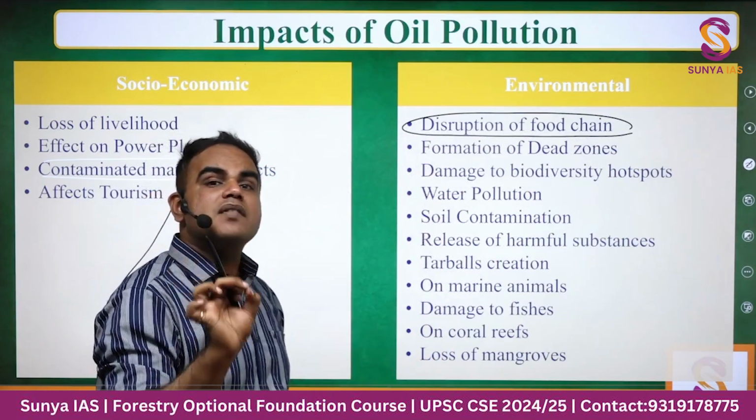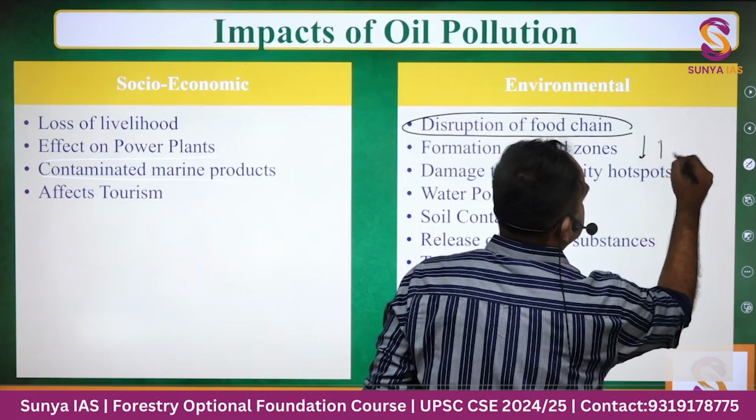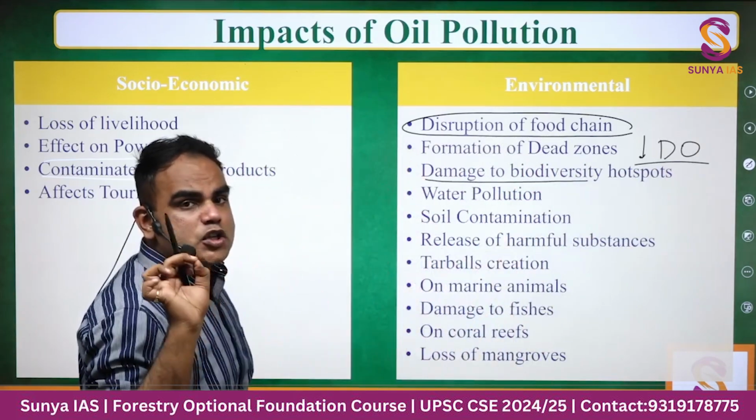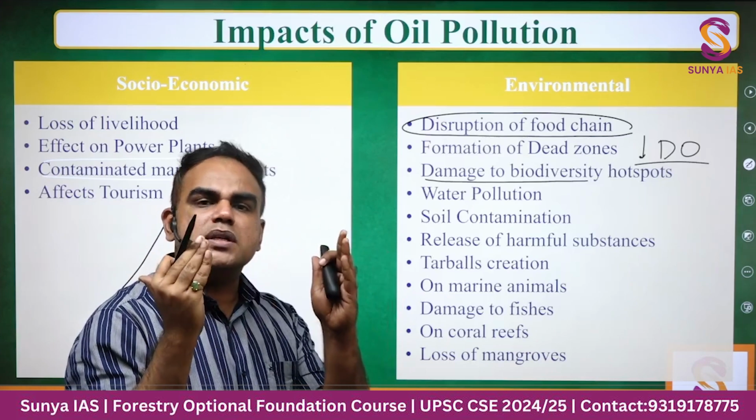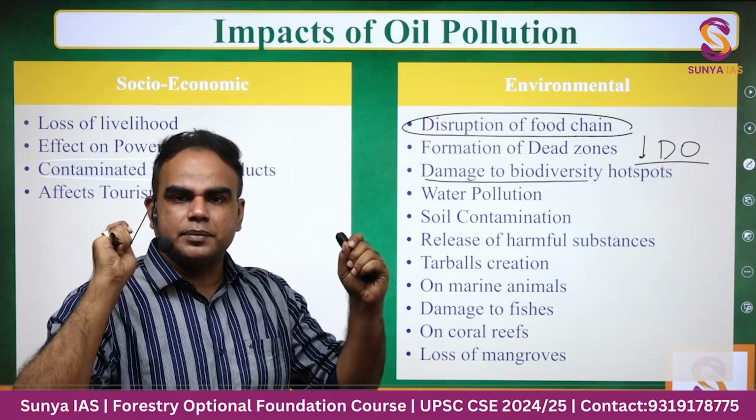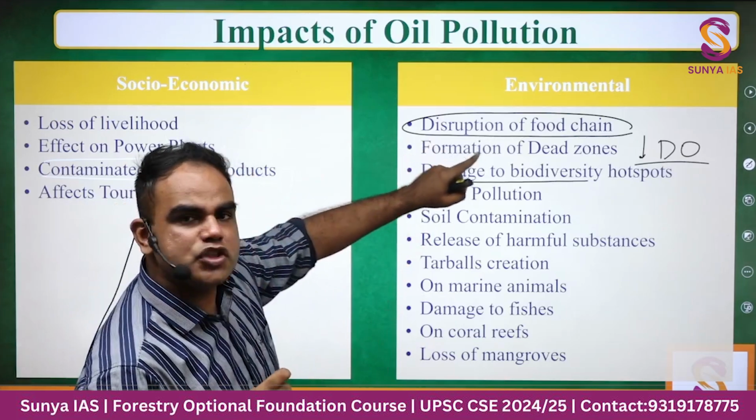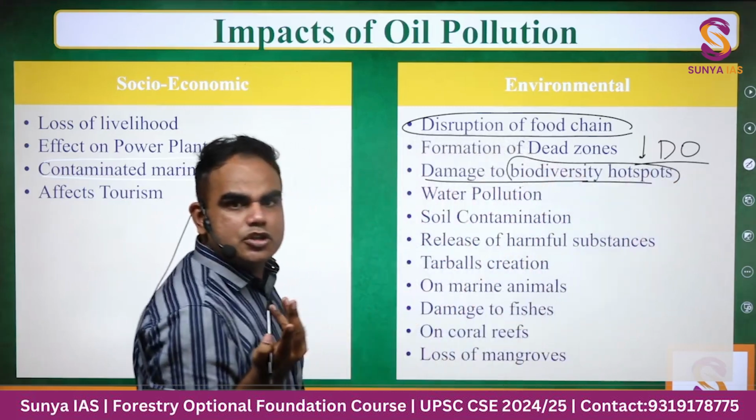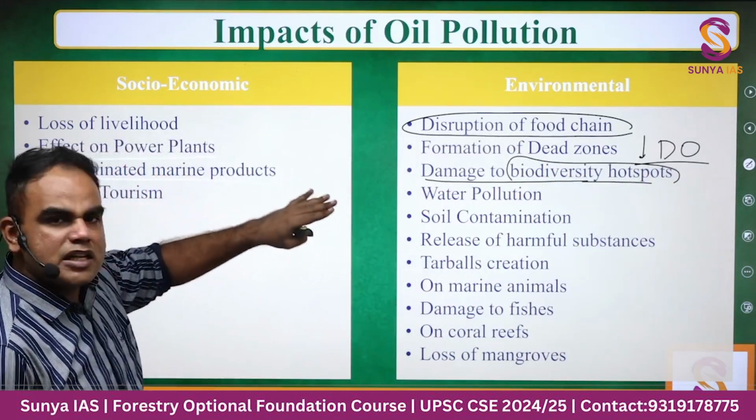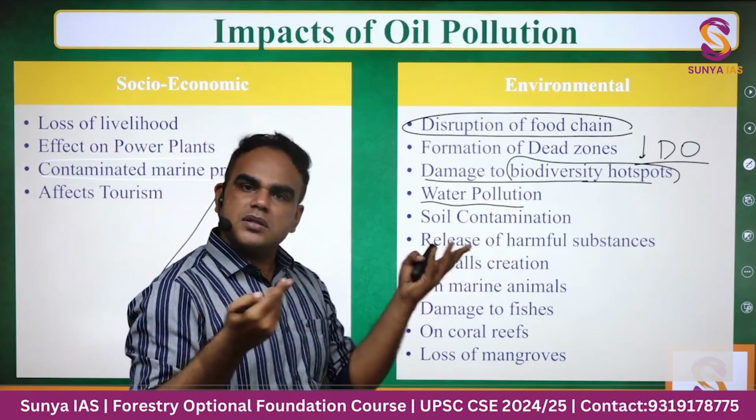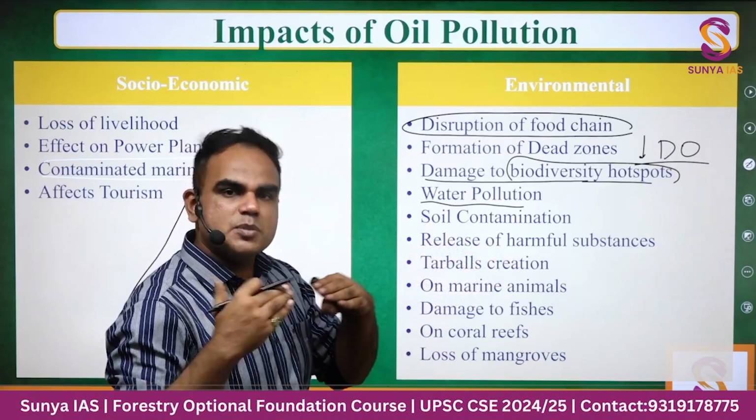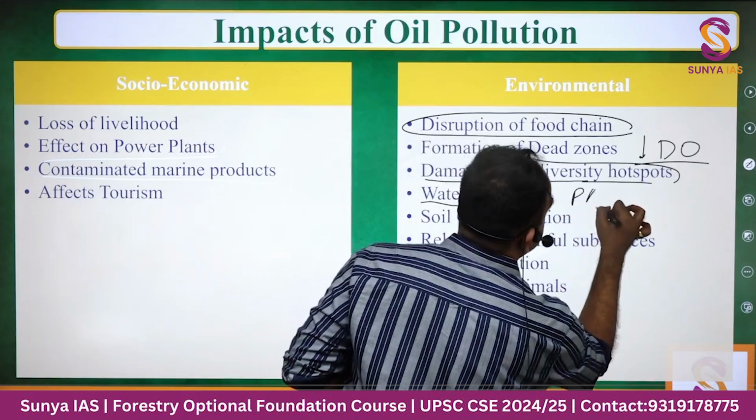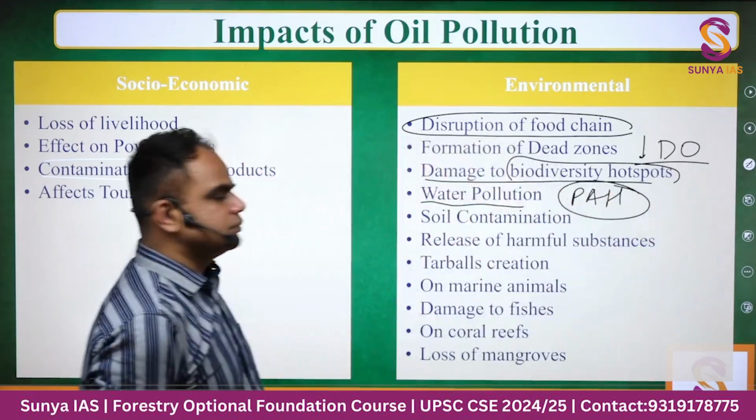Second is formation of dead zones. Why? Decrease in dissolved oxygen. Then damage to biodiversity hotspots. एक और चीज है, ocean ecosystems, marine ecosystems have a lot of unique biodiversity. In the event of disruption of food chains and formation of dead zones, these biodiversity hotspots will get damaged. Bilkul. Then generally speaking, again, there will be a lot of water pollution because of this, right? These are contaminants. This will lead to water pollution. Remember, we had spoken about the polycyclic aromatic hydrocarbons, which are toxic in nature, right?